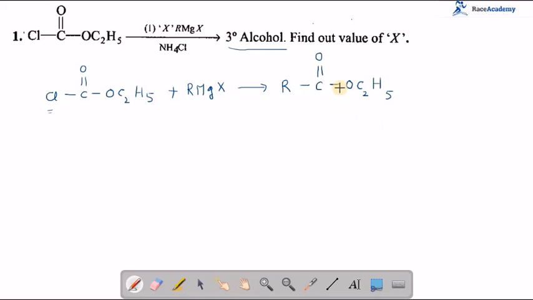How do we get a tertiary alcohol here? We continue adding RMgX, and the carbonyl group will get OMgX here, and the carbon will get R, along with OC2H5. Then, if you continue doing this, what will happen?